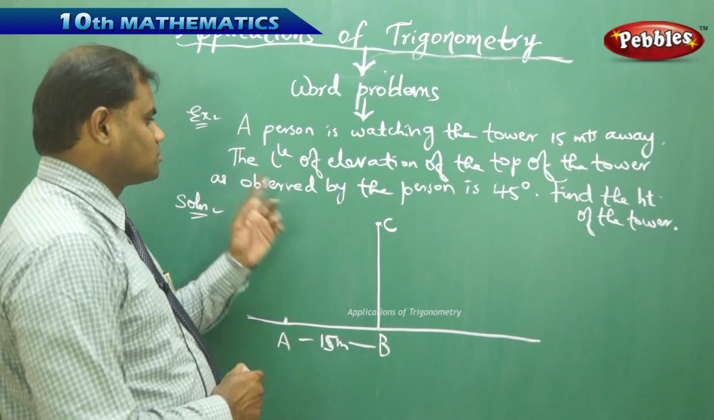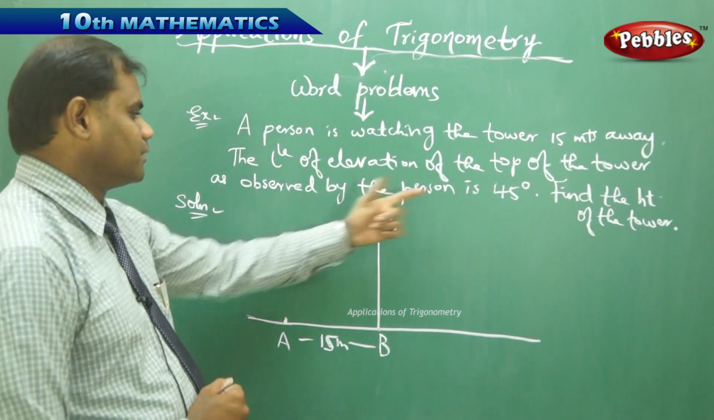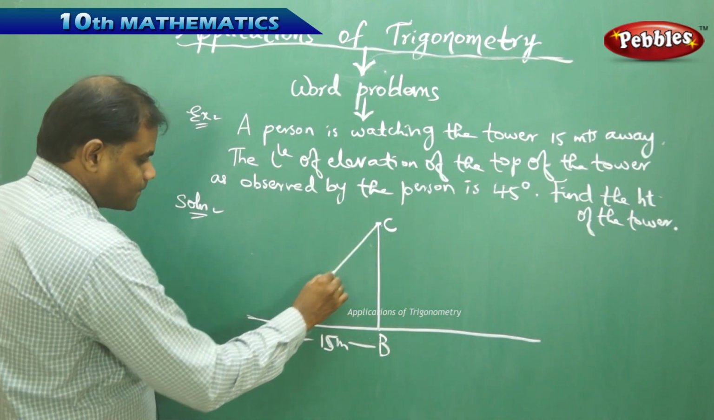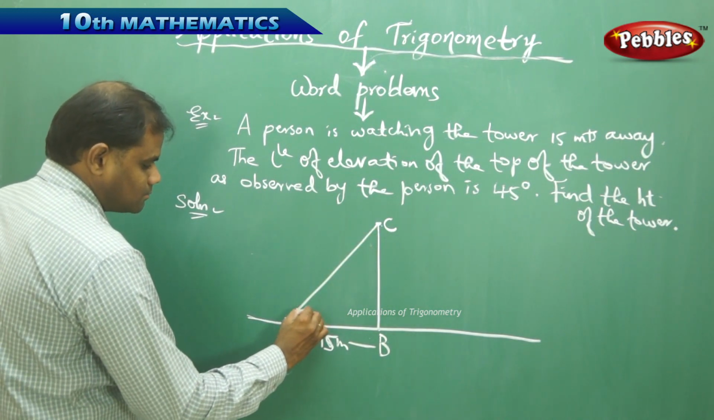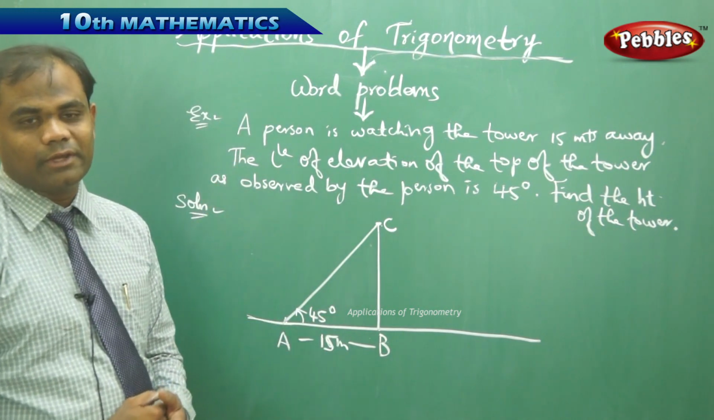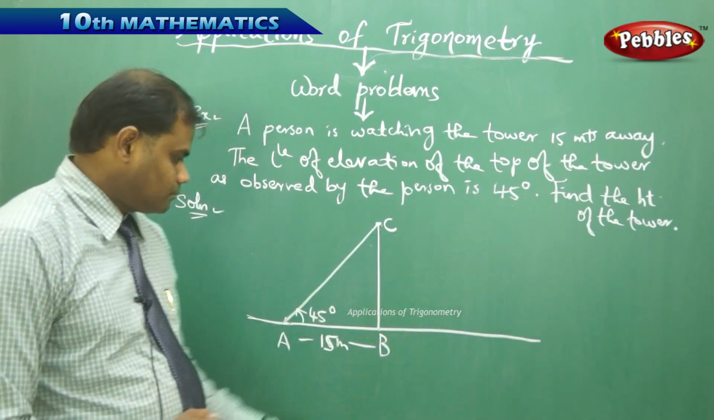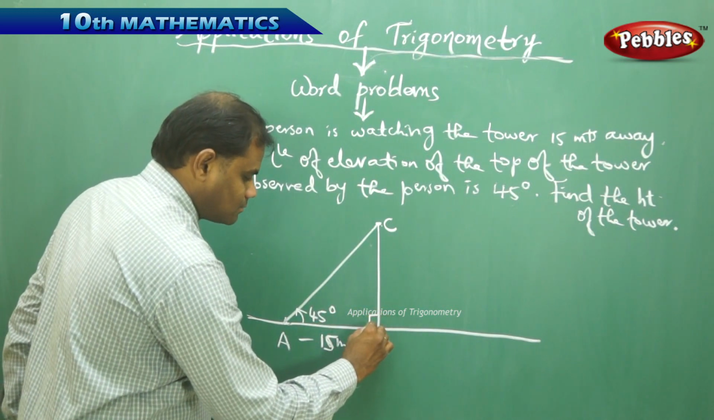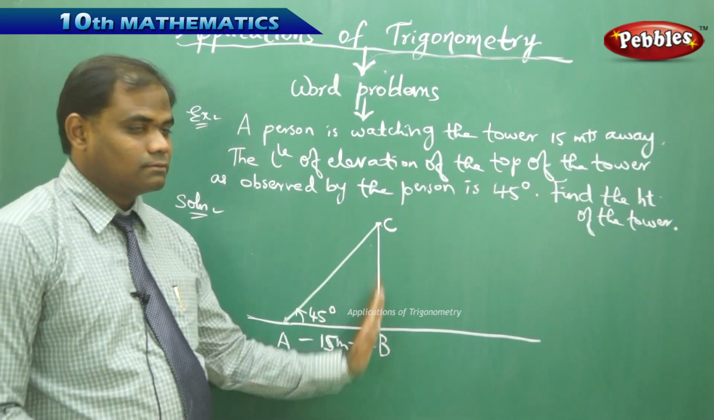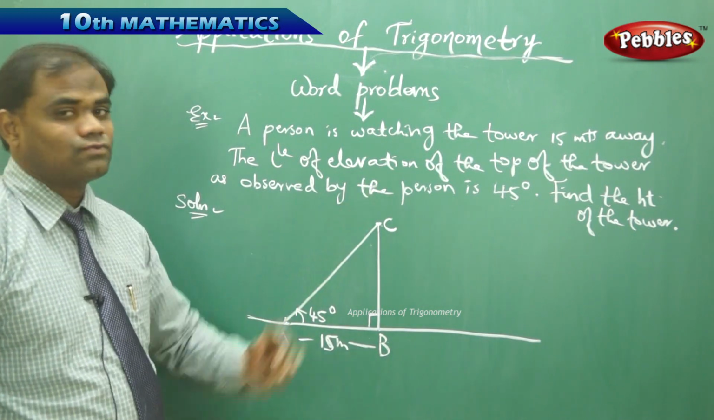Now, with this information, it is also given that the person is watching the top of the tower making an angle of 45 degrees. That is, when I watch the top of the tower from here, I see that this is the angle of elevation. When I'm watching upwards, it is clearly angle of elevation. Therefore, when I'm watching the top of the tower upwards, the angle is given to be 45. So this is how I get this to be 90. So obviously the tower will be 90 degrees to the ground, and then the person is 15 meters away and the angle is 45.